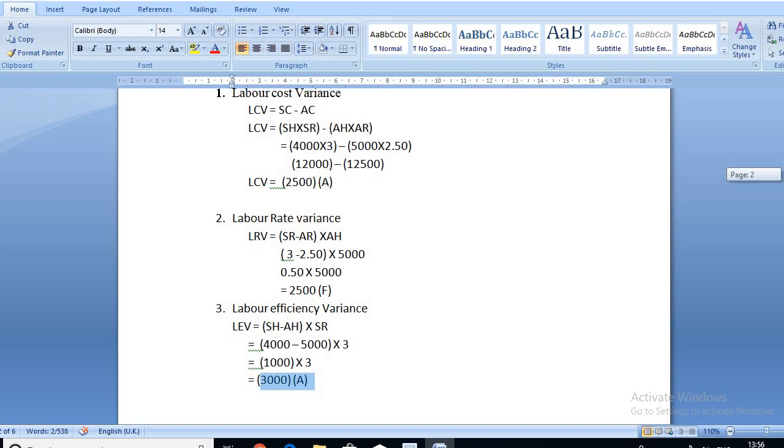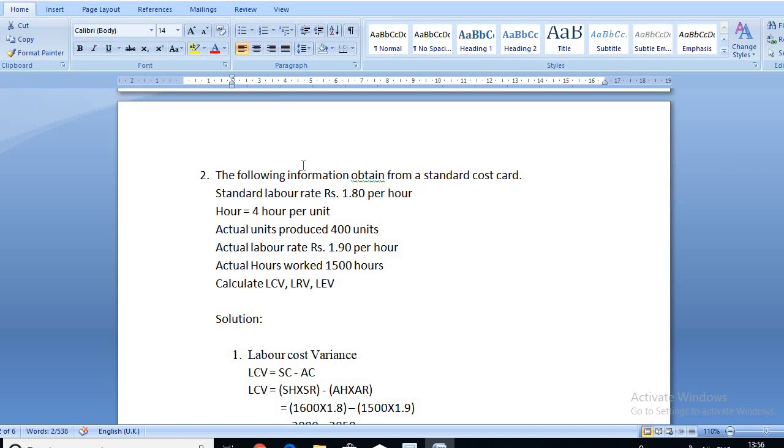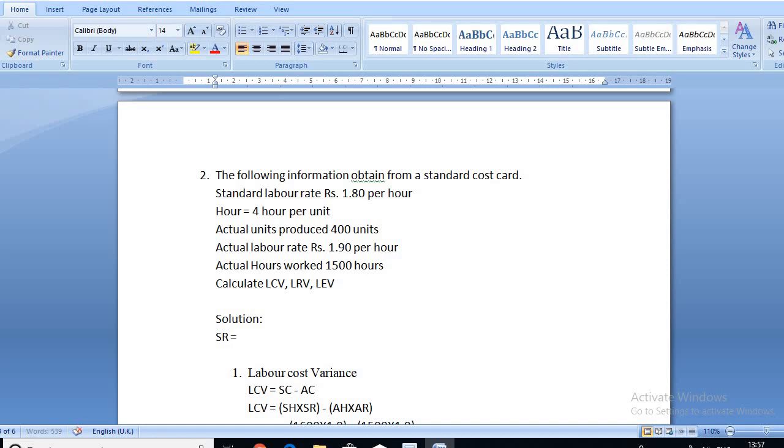Now I'll move to the next problem. This is problem number 2. From the following information obtained from the standard cost card, the standard labor rate is rupees 1.80 per hour. This will be the SR, standard rate. So how much is SR? SR will be 1.80. For 1 hour, the standard rate specified is 1 rupee 80 paisa.